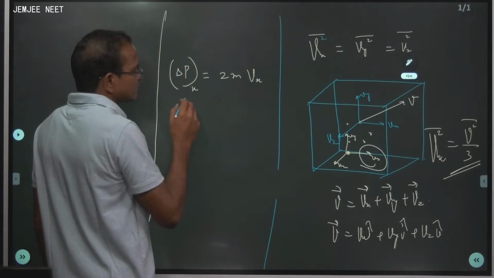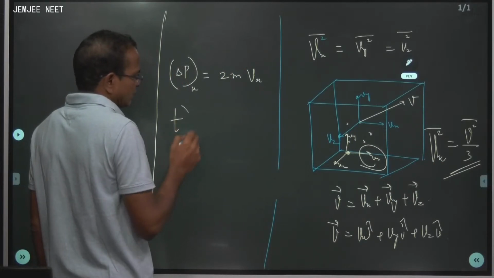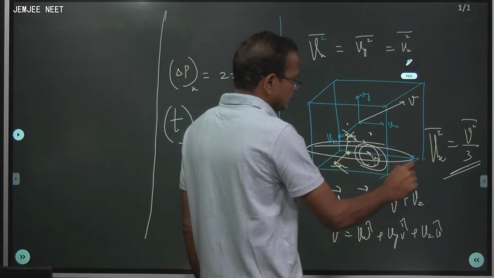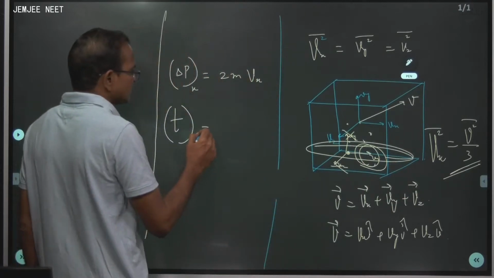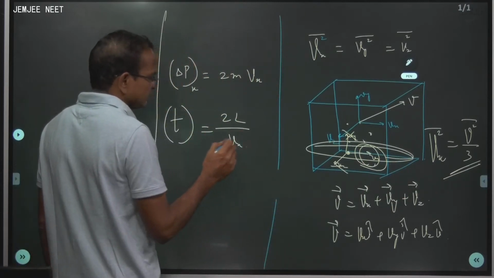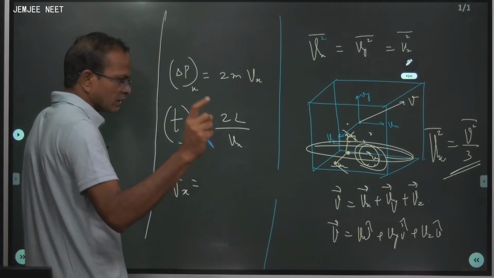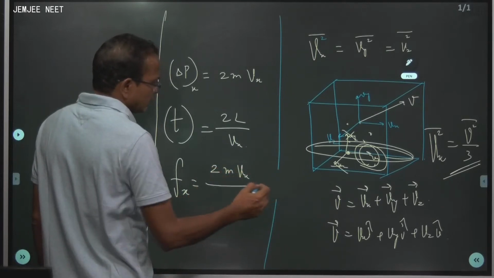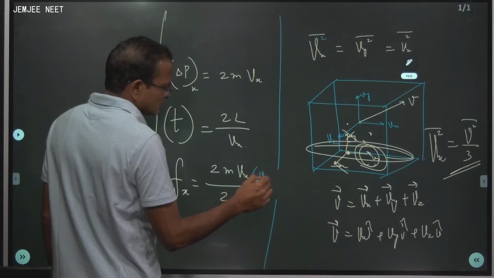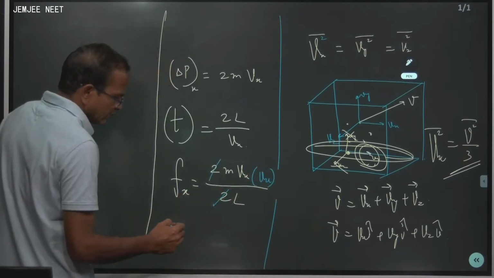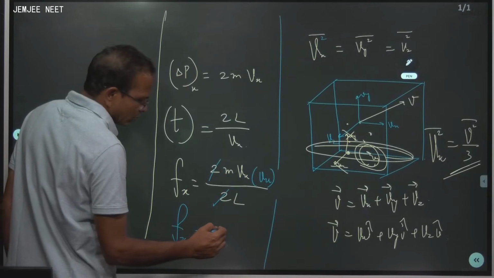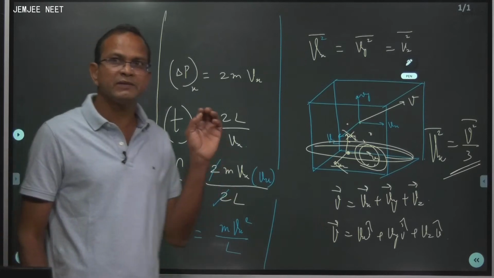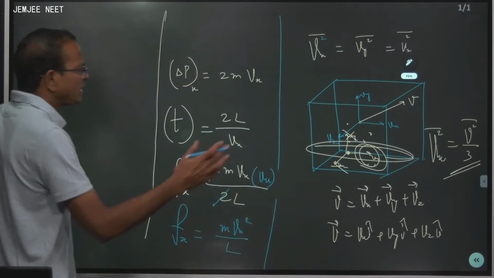What's the collision time for my particle? Because I have taken only the x-axis, forget y, forget z, it has to go back and forth. The distance between two collisions is 2L and the velocity is Vx. Therefore, the force on a single particle is change in momentum by time taken, which is mVx square by L.